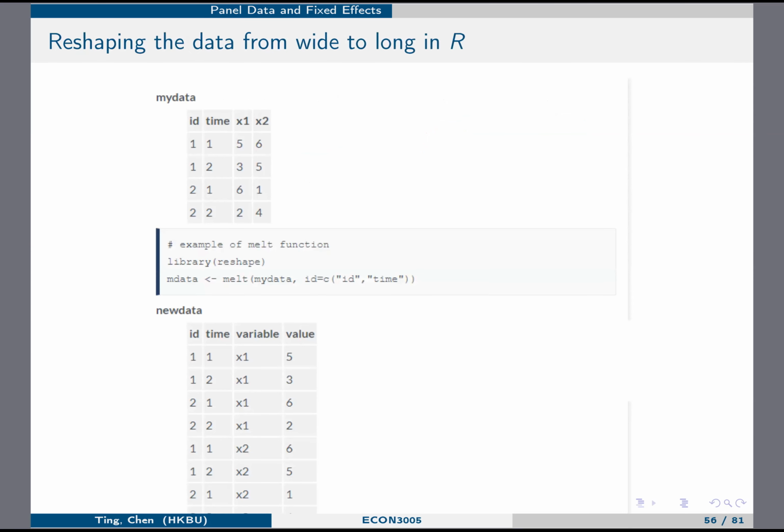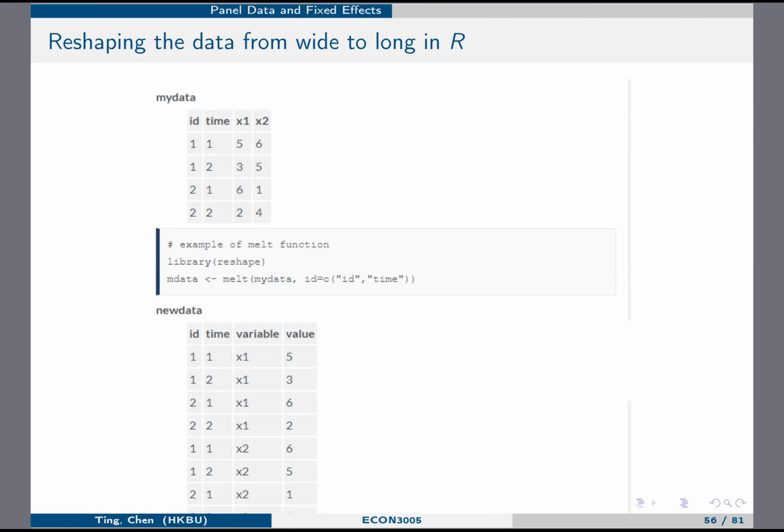So again, in R, we can use the melt function that comes with the reshape library. Remember, you have to install the reshape library using the install.packages function for the first time we use this library. And then each time you open R, you have to load it using the library(reshape) command. And then using melt, you can change your wide format data into a long format.